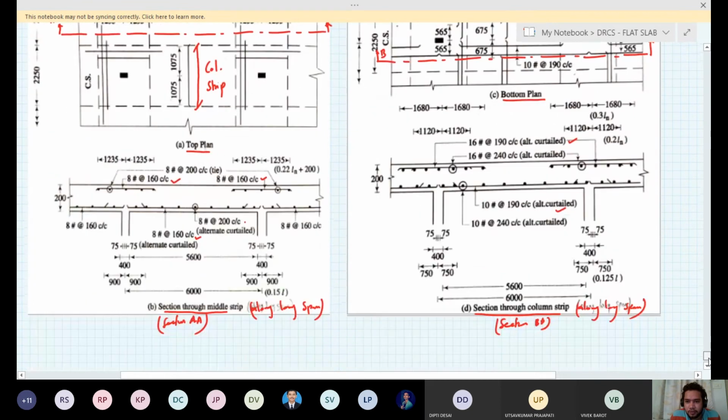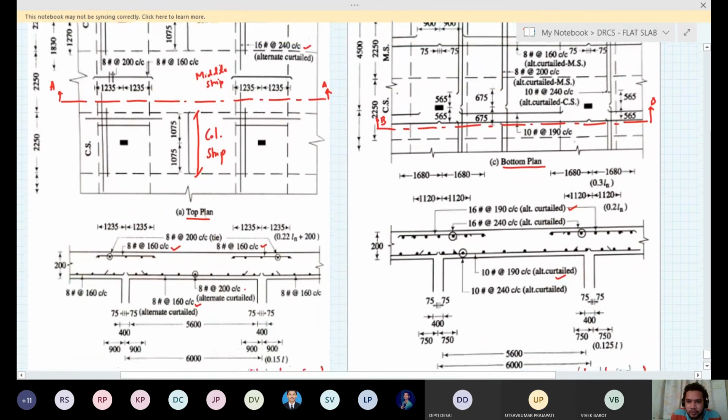This is the section through the column strip. Okay, so the one which is shown in the dotted, that is in the top, 16 dia 240 center to center, and this is in the bottom, 10 dia 240 center to center, because in the column strip top is negative reinforcement, and positive will be at the bottom. So the negative reinforcement is shown by dotted, this one, and this dotted one at the bottom is the positive reinforcement in the column strip.